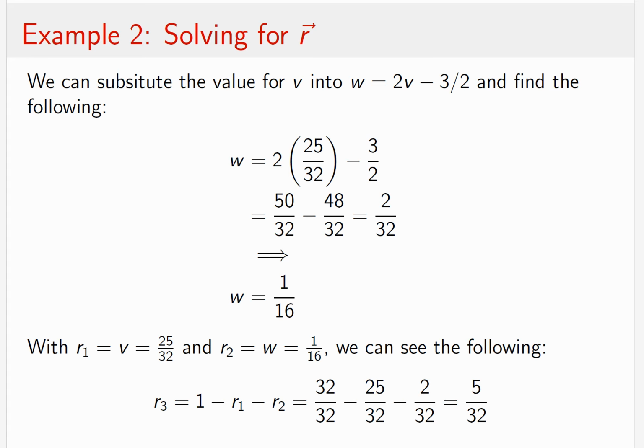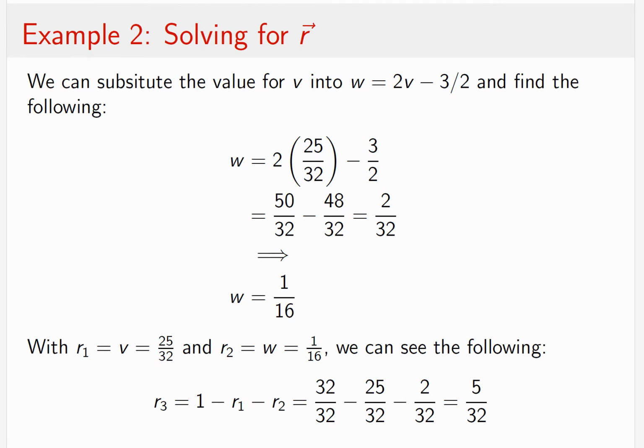So what do we do? Well, we plug it right back in, right? If we know what v is equal to, 25 over 32, we can just plug it right back in and solve for w. So 25 over 32 times 2, so now we have 50 over 32 minus 3 halves. Well, to get a denominator of 32, we have to multiply it by 16, 16 in the numerator and denominator, which you'll notice gives this. So I have 50 thirty-seconds minus 48 thirty-seconds, which is 2 thirty-seconds, which reduces to 1/16.